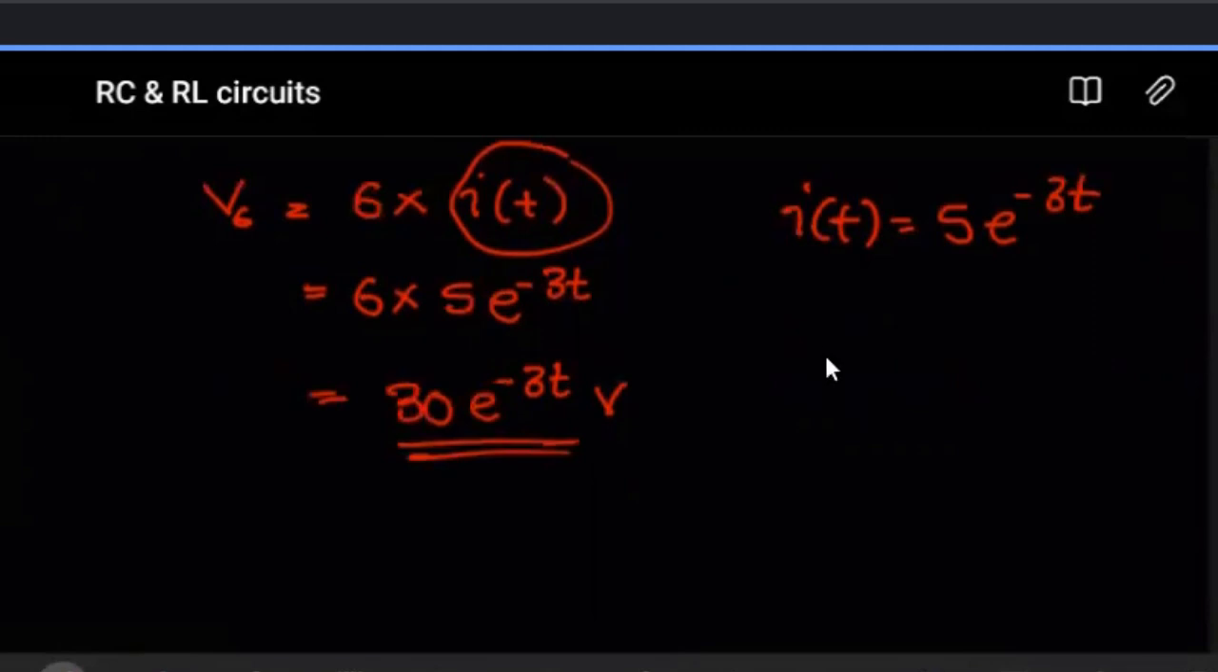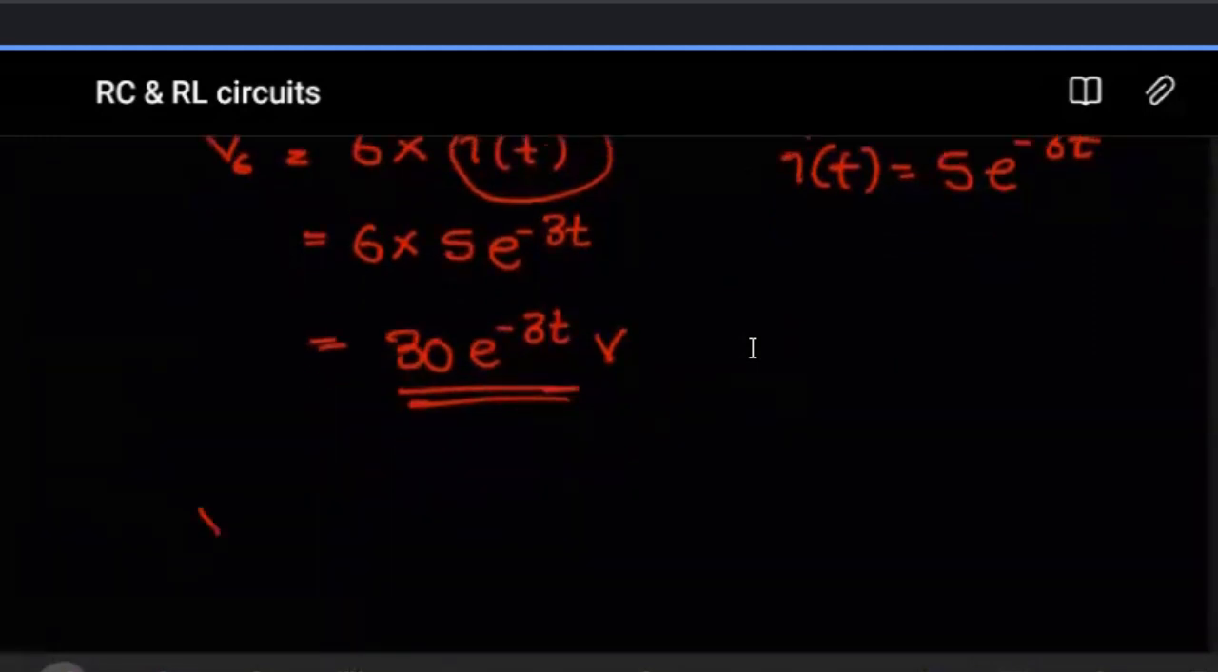Now, how about for I1? Well, I1 is a little bit tricky. Why? Because we have the inductors present. We know the voltage values will be equal based on the previous calculations. The voltage drop across the first inductor will be equal to the voltage drop across the second inductor, which will also be equal to V6. And we just found V6 as this.